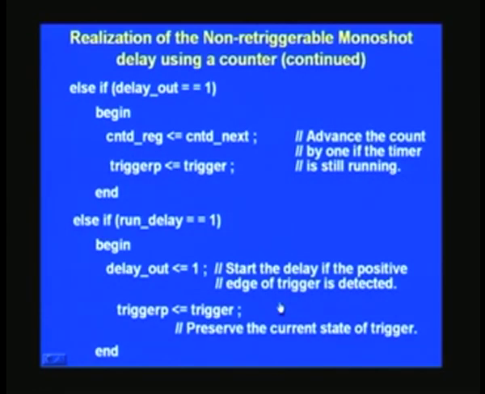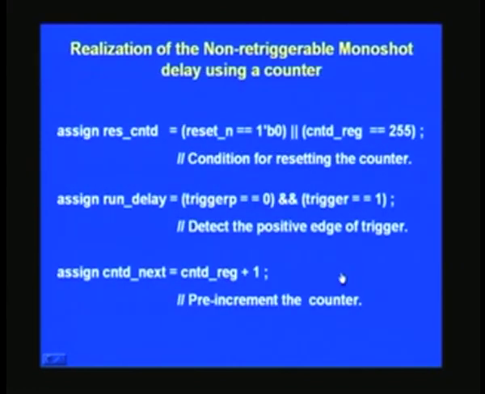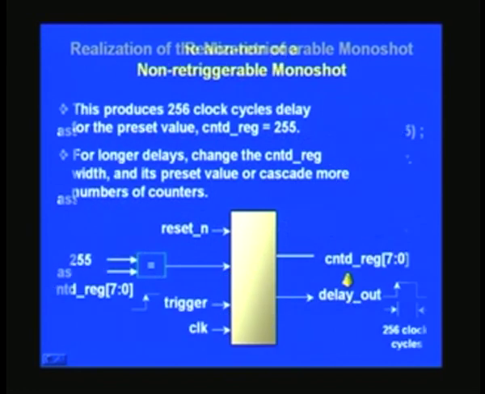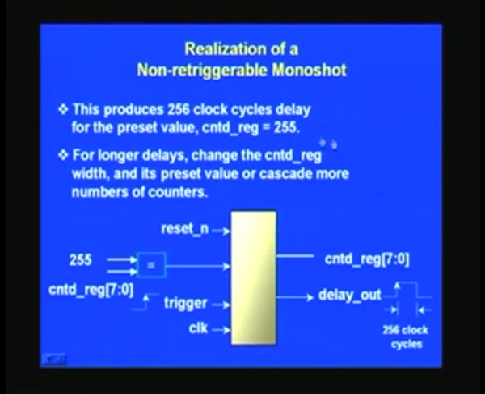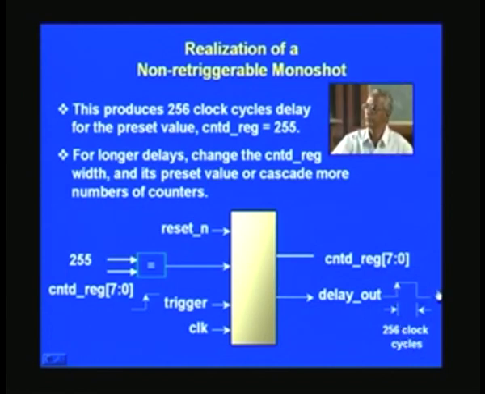And one more thing I wish to say is, we have seen this delay out as 256 clock cycles as such. So that is what we have by equating it with 255. And why 256, we will see when we see the simulation, we will have an explanation for 1 extra cycle.